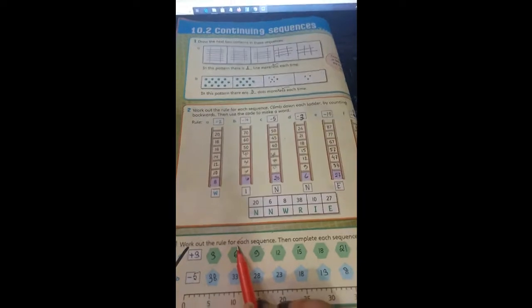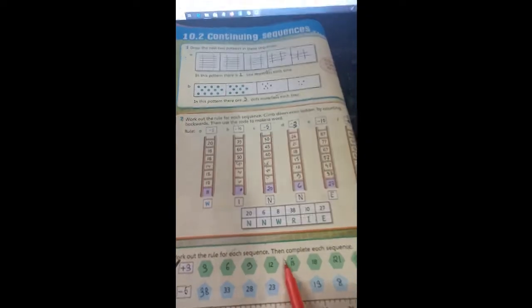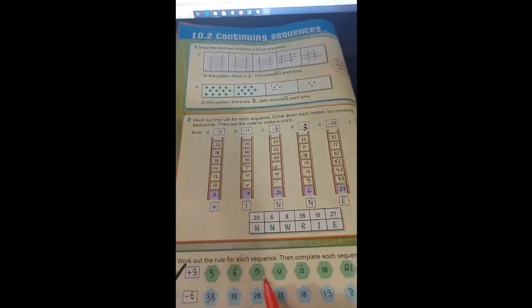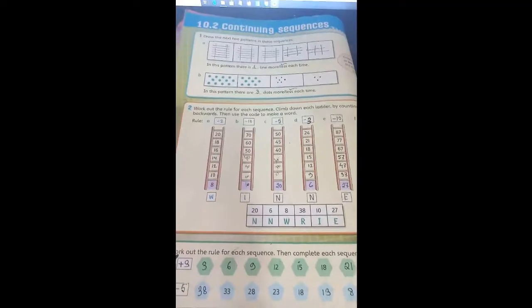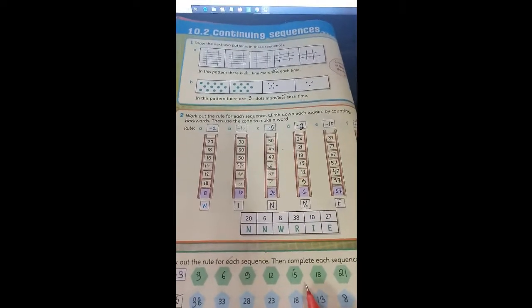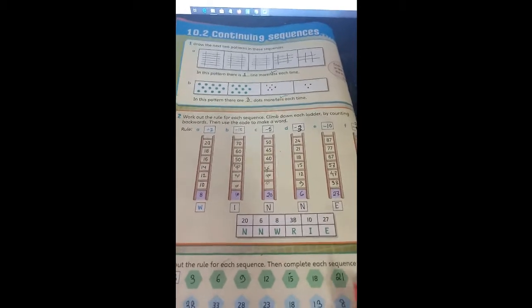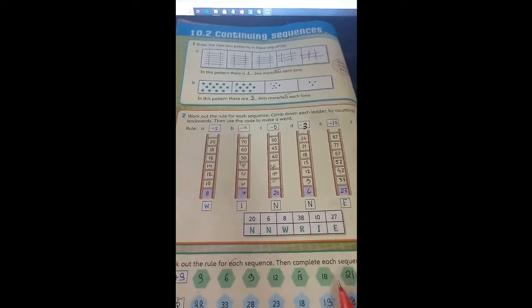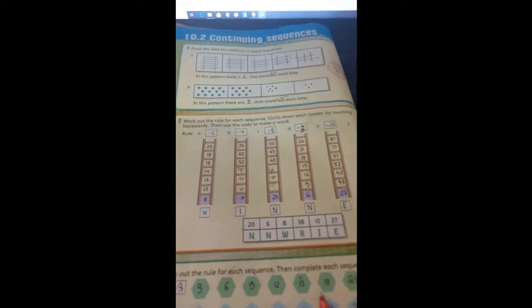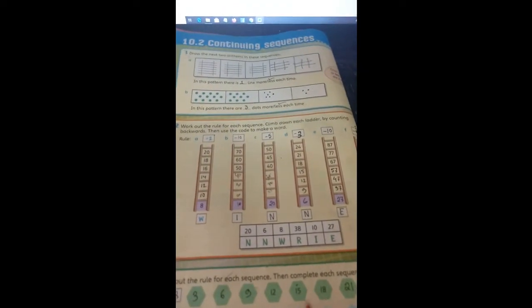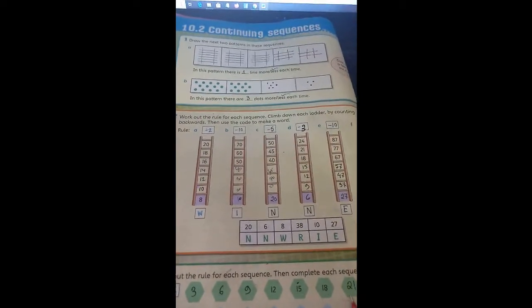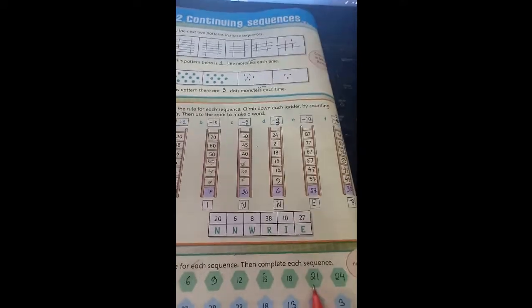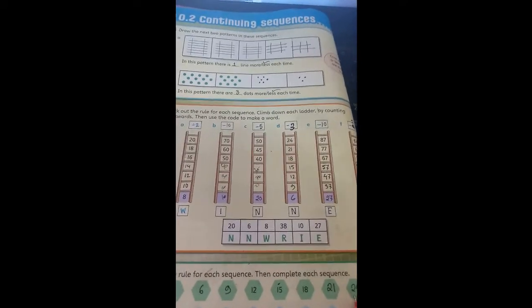In number 3, work out the rules for each sequence, then complete each sequence. Now look at here. Here is 12, 15 and 18. Here the difference between each number is 3. To work out the next number, we have to add 3. Here is 15. If we add 3 with 15, we get 18. If we add 3 with 18, we get 21. And if we add 3 with 21, we get 24.